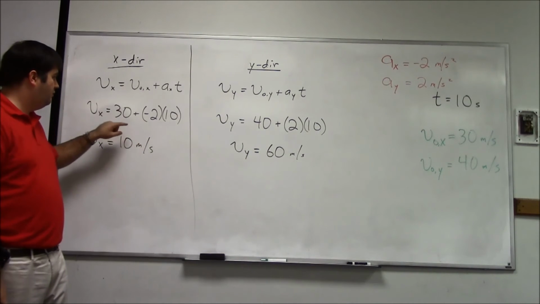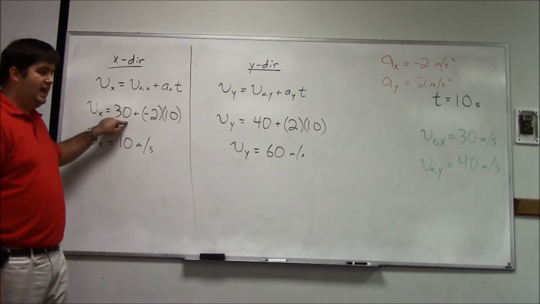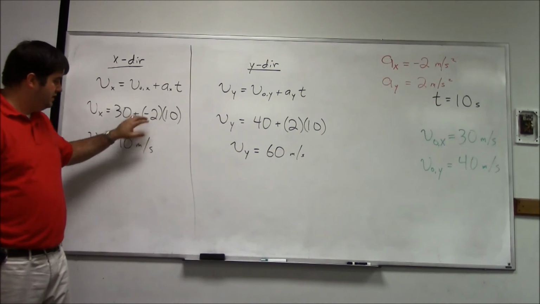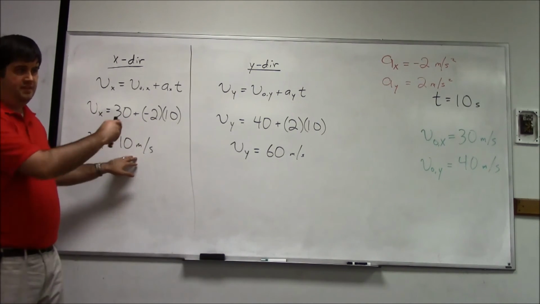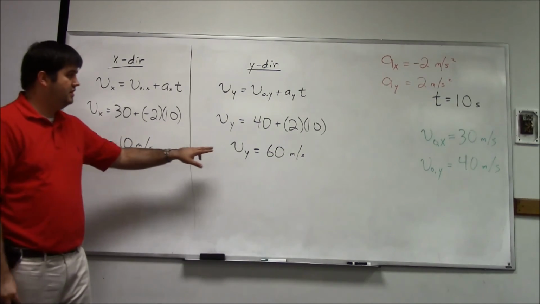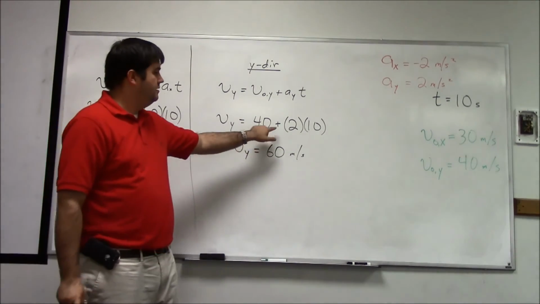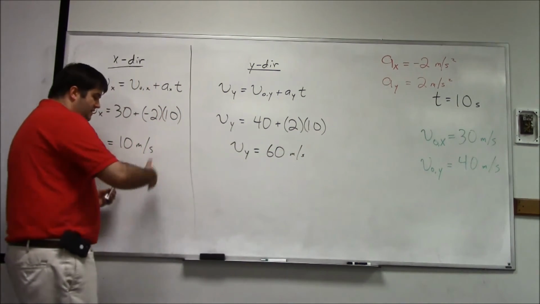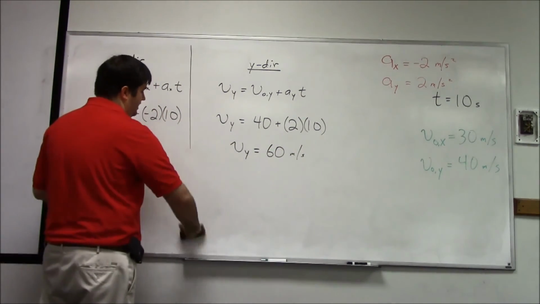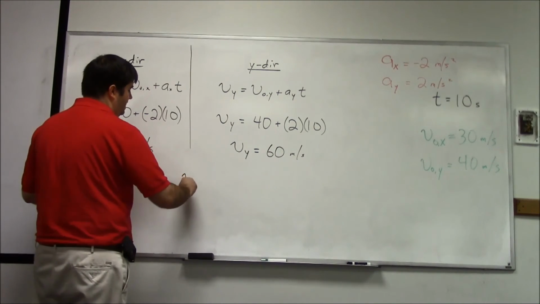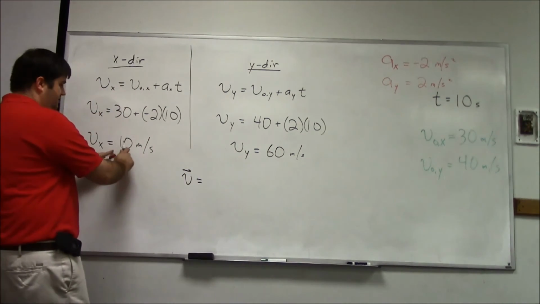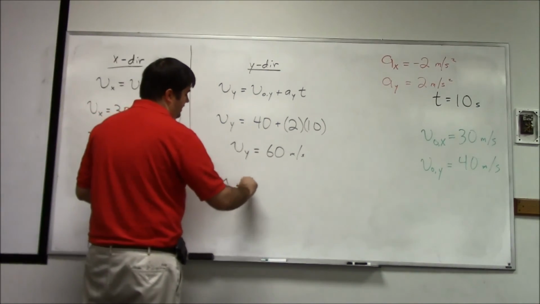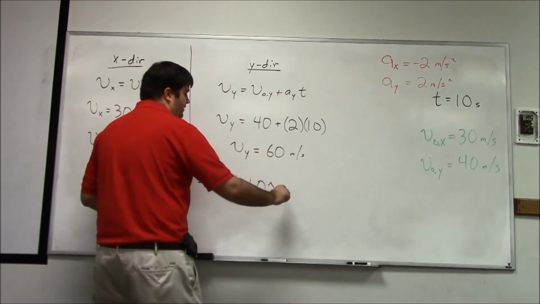Because the previous video was 30 i hat plus -2 i hat times 10, which gave me 10 i hat. And then also at separate points in that equation, I had a 40 j hat plus 2 j hat times 10, which gave me 60 j hat. This has given me the same information, and I can put it back together into one final vector by just taking the x component with an i hat and the y component with a j hat.